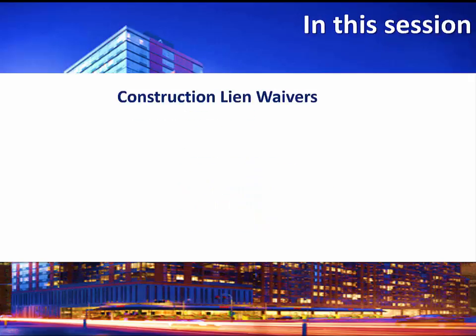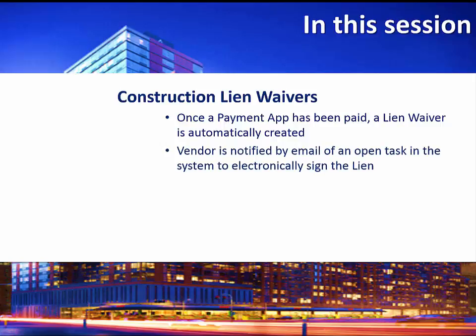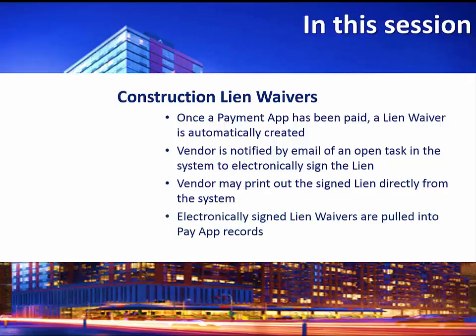In regards to construction lien waivers, once a payment has been paid, a lien waiver is automatically created within the system. The vendor is notified by email of an open task in the system to electronically sign the lien waiver. The vendor may print out the signed lien directly from the system. Electronically signed lien waivers are pulled into the Pay App records the next time you submit a payment. These can all be tracked within iBeam. Let's take a look in the system.